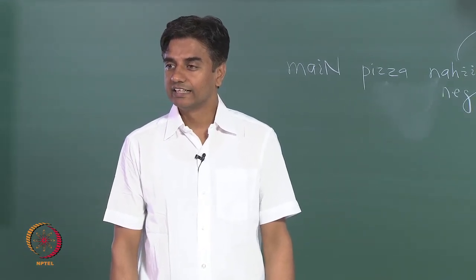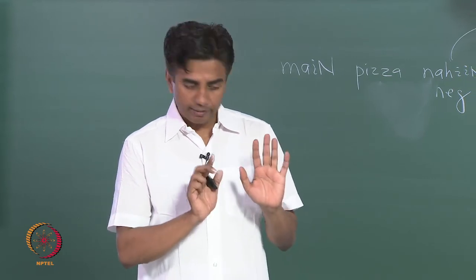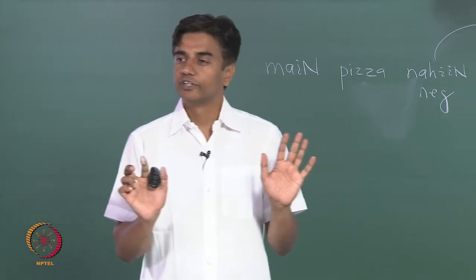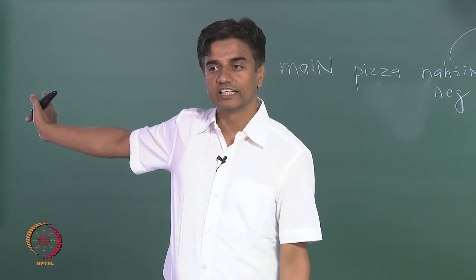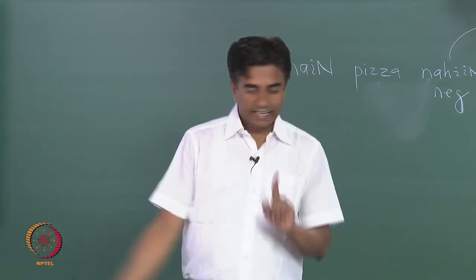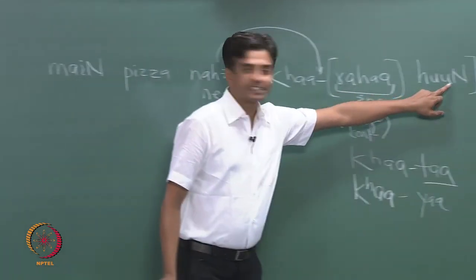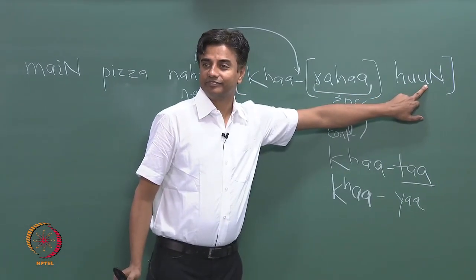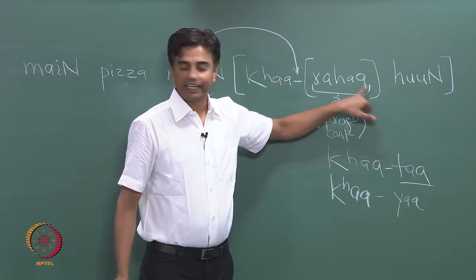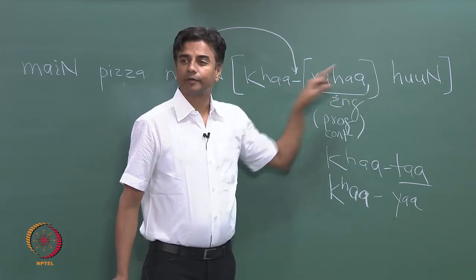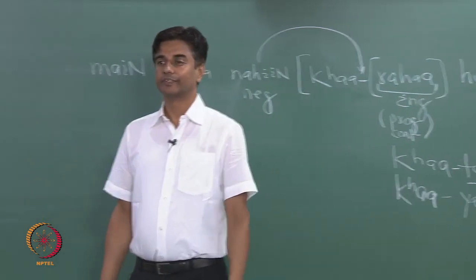See the point? I'm giving you a very rough example to make the point that I have on the screen. This is the tense marker. This is the aspect marker. Right? It's above the aspect marker, below the tense marker.